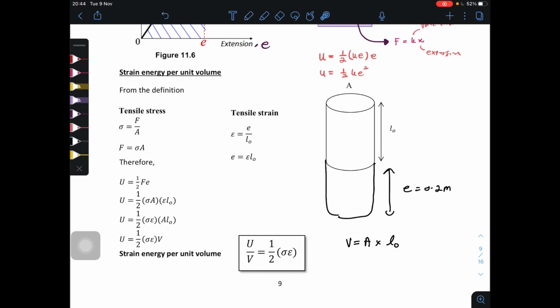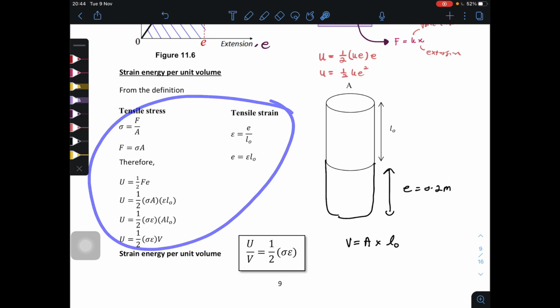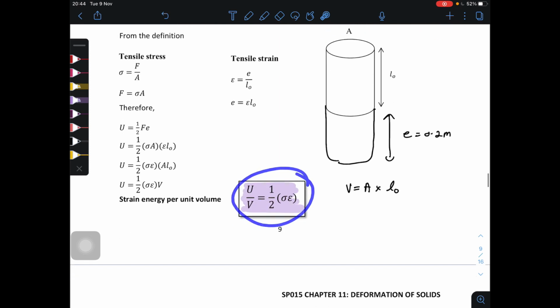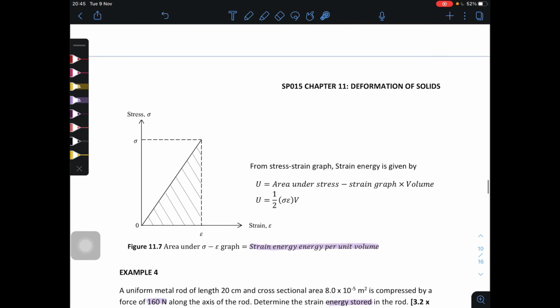This one here. Basically, this whole thing is the derivation. Actually, you don't need to know. Kamu just kena ingat the formula untuk strength energy per unit volume is this one here. Okay, di mana this one adalah stress, this one adalah strength. So, apabila kita plotkan graph of stress against strength, kita akan dapat satu linear graph. Maksudnya kalau stress tinggi, strength pun akan tinggi. Dan area under the graph here is equal to the strength energy per unit volume.